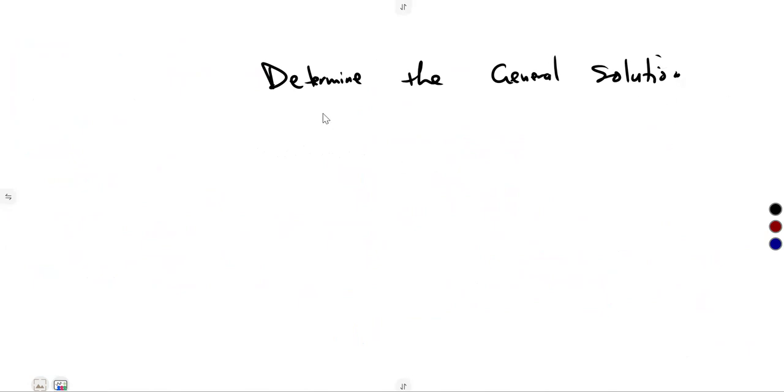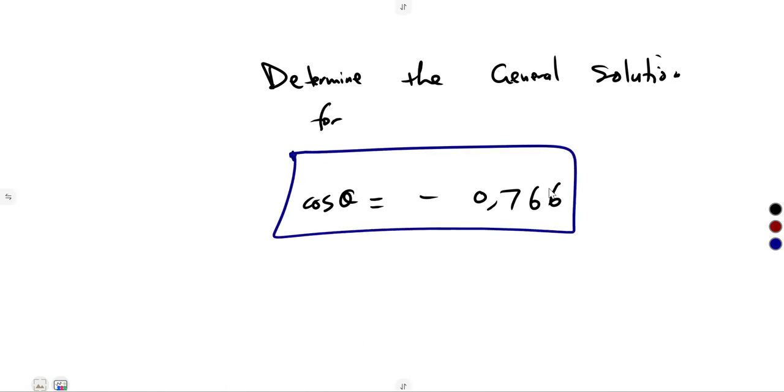All right, without wasting your time, I just want you guys to consider a simple example where we are going to determine the general solution. Let me just write GS for general solution, for cos of theta is equal to minus 0.766. If the cos of theta is equal to this, what will be our general solution?